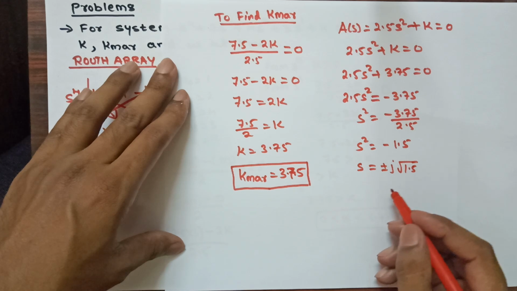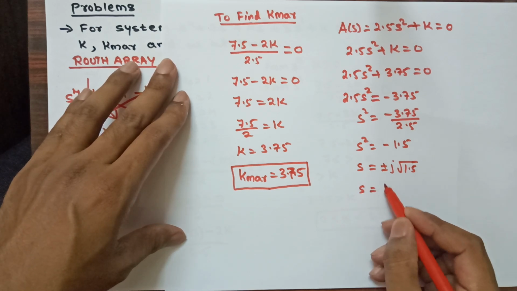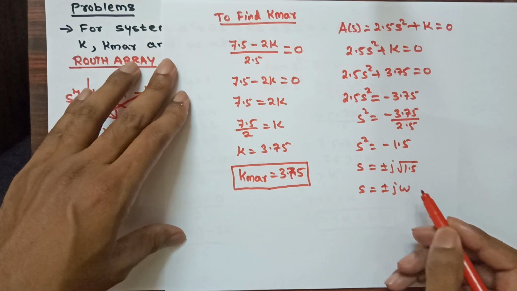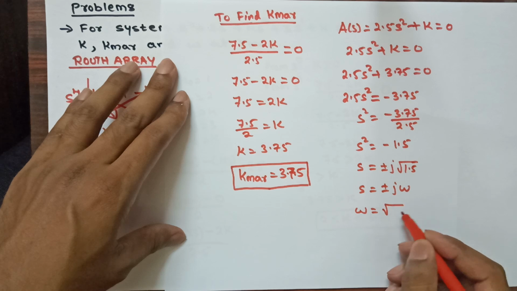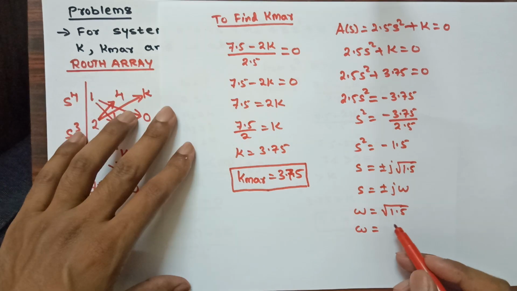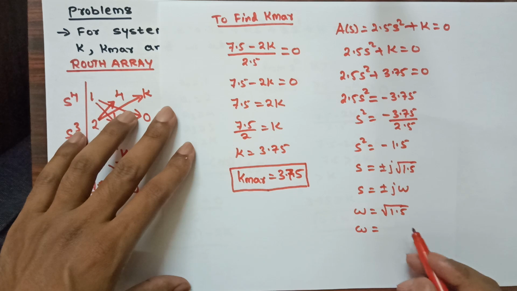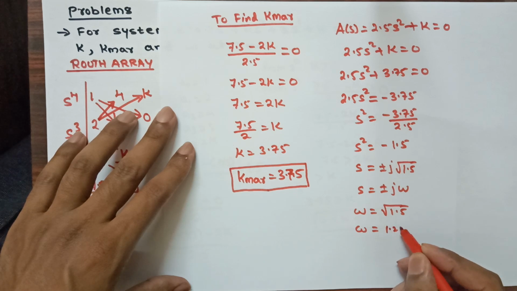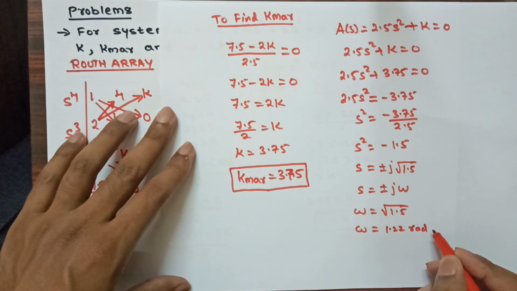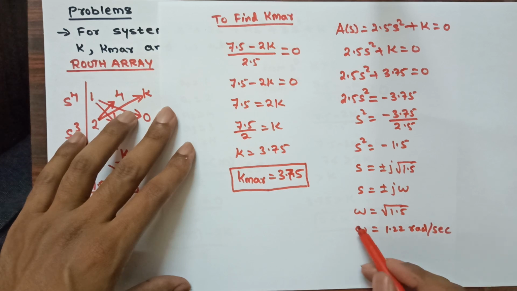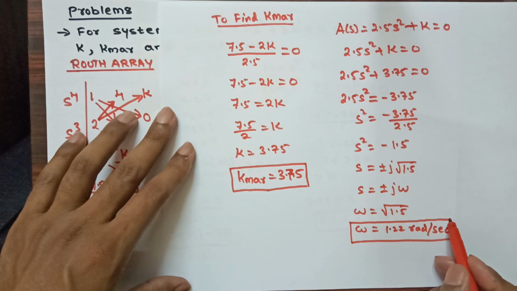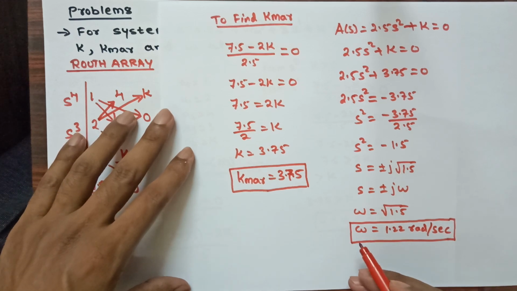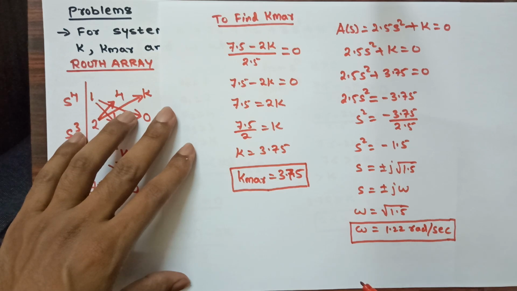So now by comparing this with s is equal to plus or minus j omega, we are getting omega is equivalent to root of 1.5, and this root of 1.5 value is 1.22 radians per second. Now this is the frequency of sustained oscillation for K margin 3.75. Hope you understood this problem and the concept of marginal value of K.